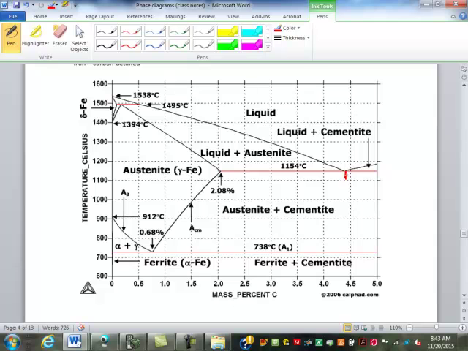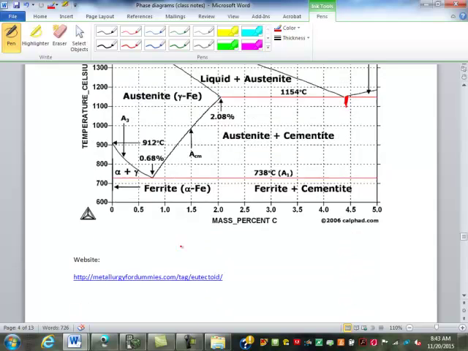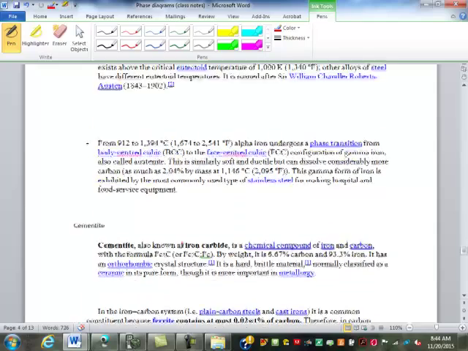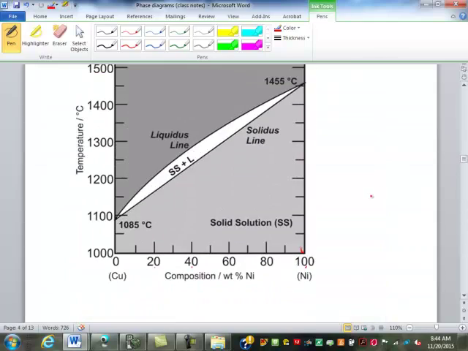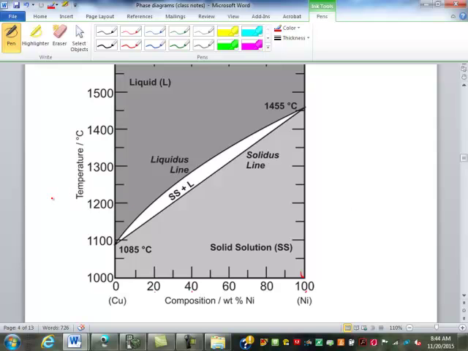Here it is, your 4.3%. Okay, so anyway, back up to this diagram, my simple copper nickel diagram. Let's say that we have 60% nickel, 40% copper. So this is 60% nickel right here. I'm going to draw a line there.